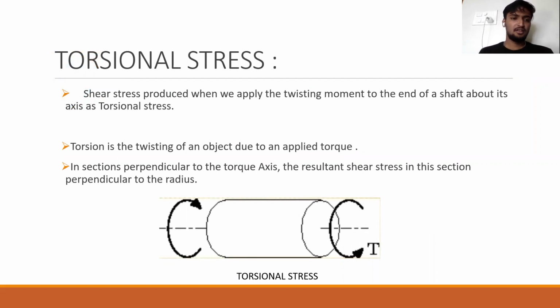Torsional stress. Shear stress is produced when we apply a twisting moment to the end of the shaft about its axis. Torsion is the twisting of an object due to an applied torque. In sections perpendicular to the torque axis, the resultant shear stress in the section is perpendicular to the radius. Here is a diagram of torsional stress.